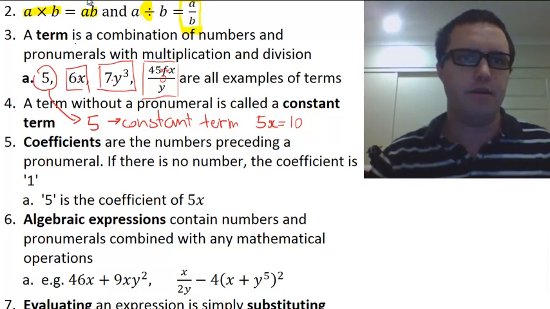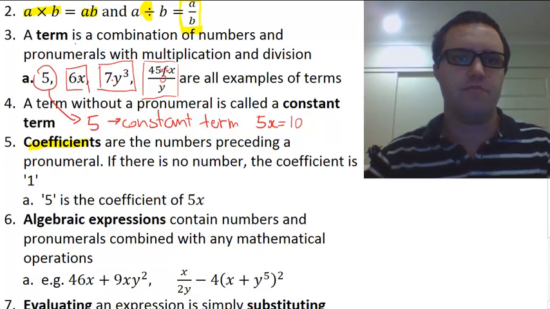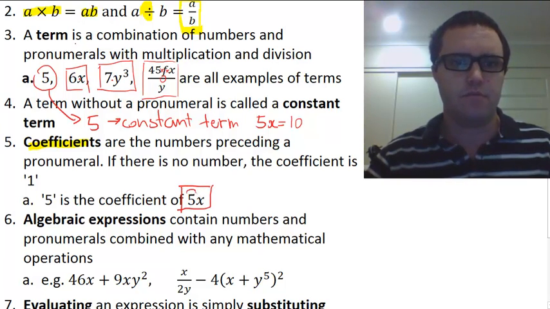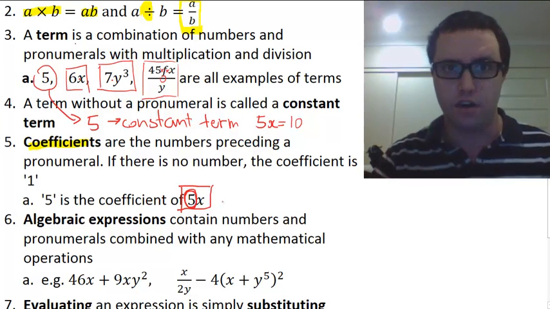Coefficients is a big, important sounding word, but just means the numbers in front of a pronumeral. If there is no number, the coefficient is assumed to be 1. So 5 is the coefficient of 5x, because we look at this term, 5x, and we inspect to see what number is at the front of it. Well, 5 is. Therefore, 5 is the coefficient.